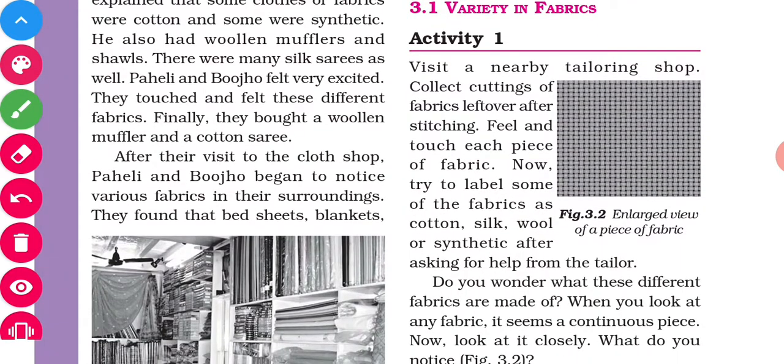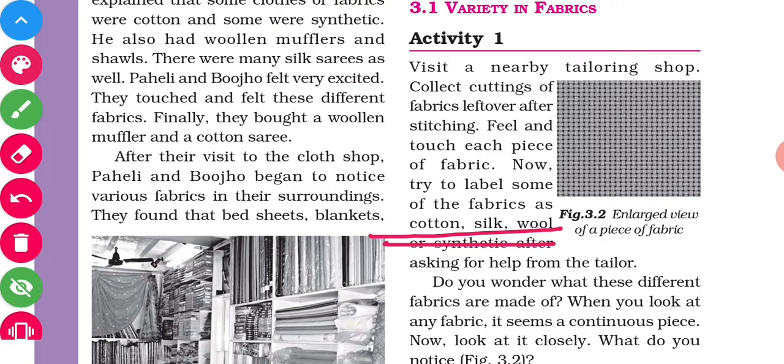Okay. Now, variety in fabrics. Variety in fabrics means cotton, wool, silk. These are all the varieties: cotton, silk, wool. Yes, there are also synthetic ones. We are going to learn what we mean by synthetic, like nylon, terricot. So they are the synthetic, and the others are cotton, silk, wool.